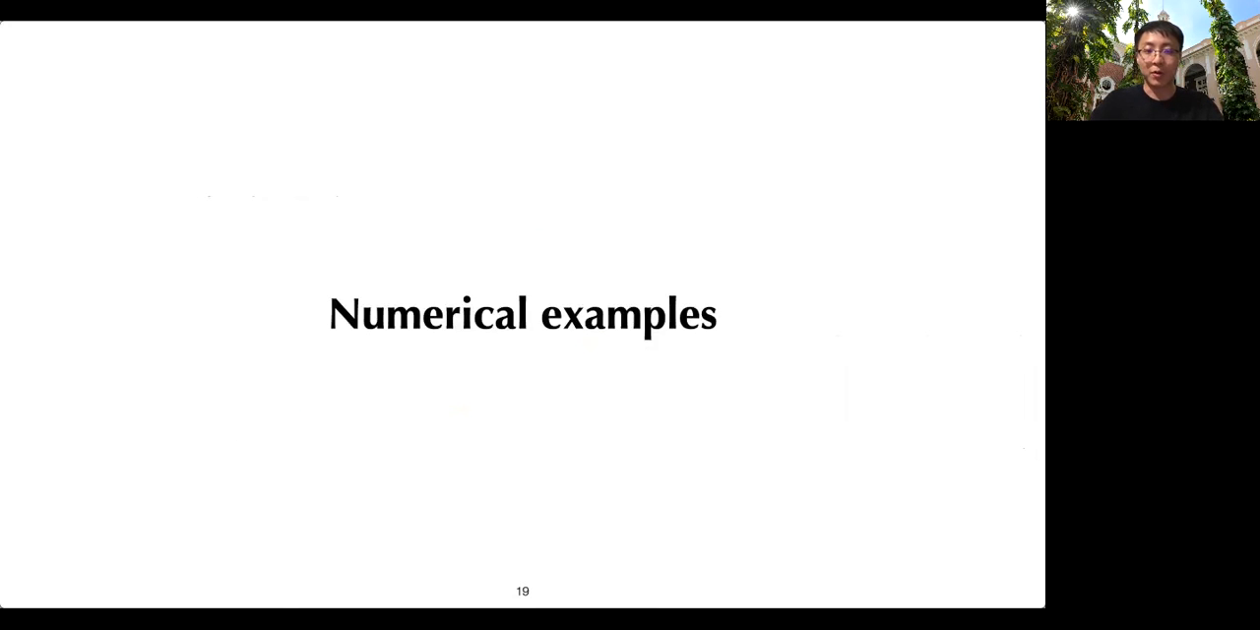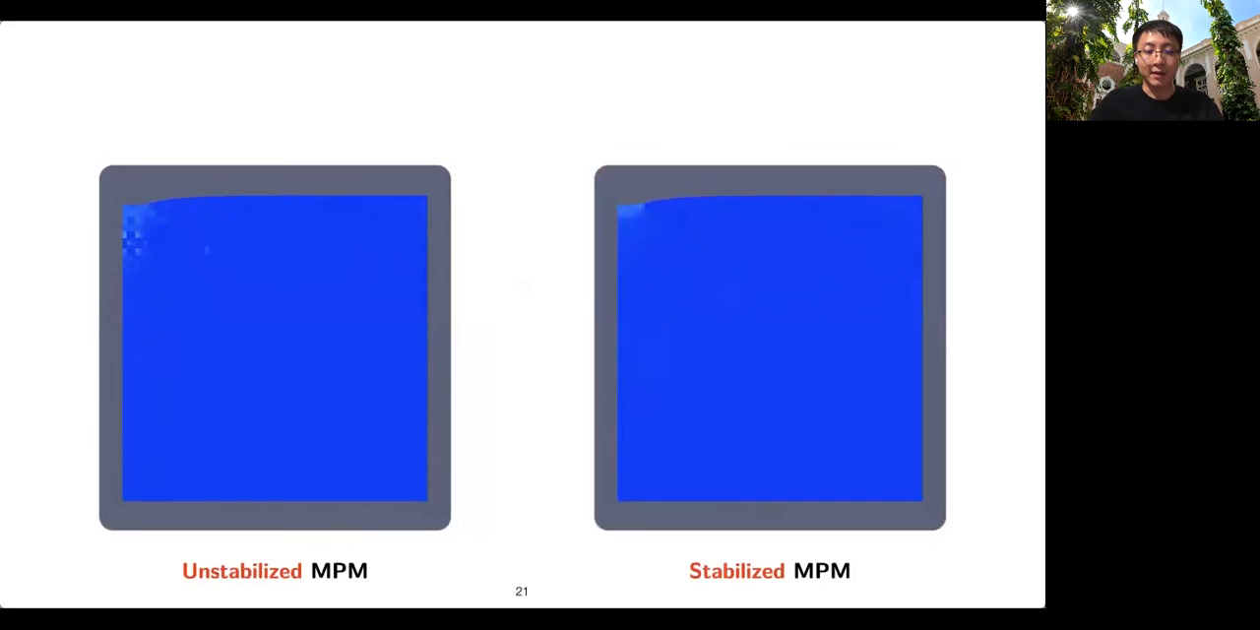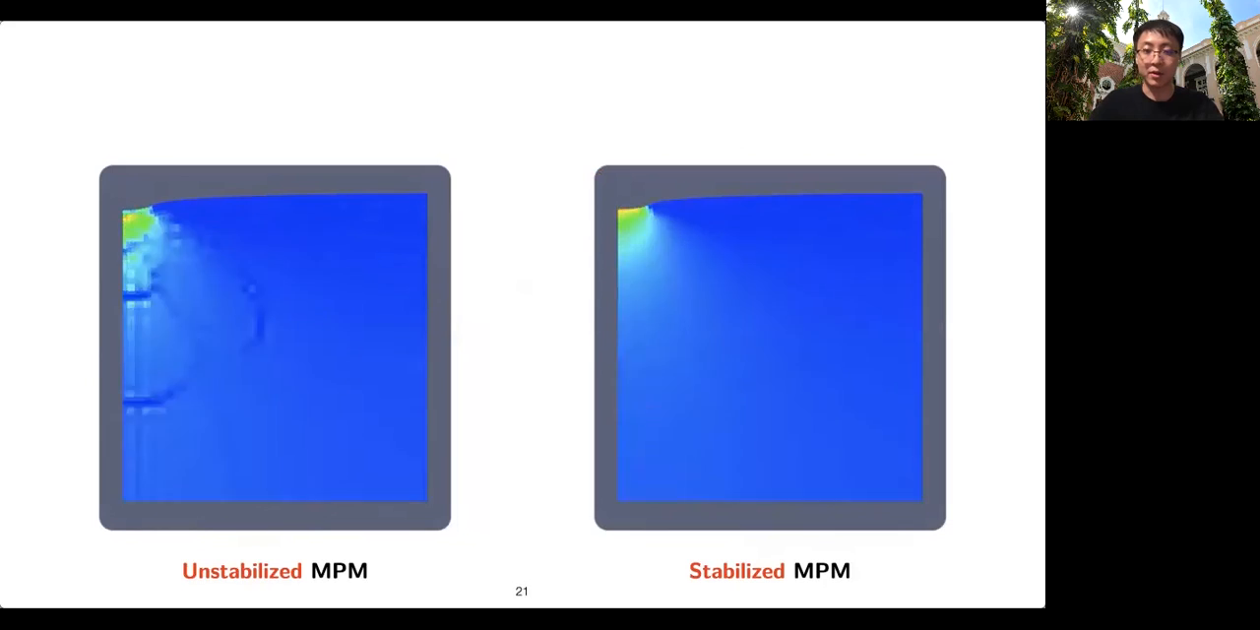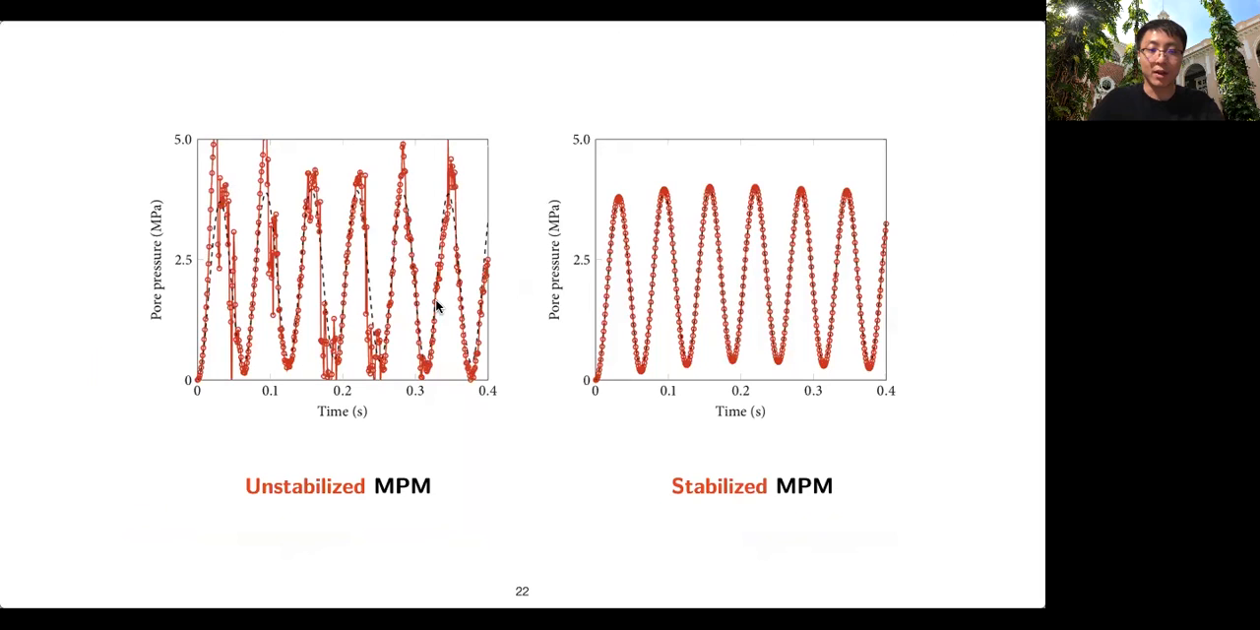Now I will use two numerical examples to show the performance of the stabilized MPM. The first example is a saturated porous ground under harmonic loading. This is a dynamic problem. This example serves as a verification. From the movie, we can see that the unstabilized MPM shows heavy oscillation in the pressure field, while stabilized MPM gives a very smooth pressure field. We compare our results with the numerical solution from the stabilized FEM, shown here in black dashed line. Our stabilized MPM corresponds very well with the correct solution, so it verifies the stabilized MPM.